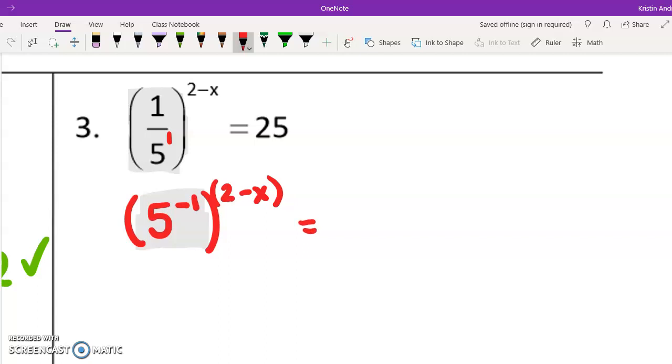And then my 25, what should I rewrite that as? That's 5 squared.